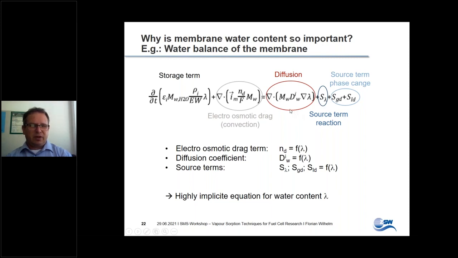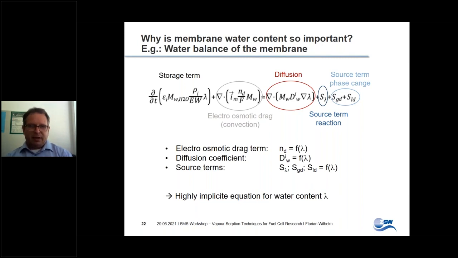Then there is a term describing diffusion, because we may have a concentration difference between the anode and the cathode side of the membrane. And this, of course, also induces diffusion. These two, electroosmotic drag and diffusion, usually go in opposite directions. And then we have some source terms. One is related to the reaction. This is S lambda in this case. This is the water produced by the reaction in this specific model by ANSYS. This water is directly injected, so to say, into the phase dissolved in the membrane.